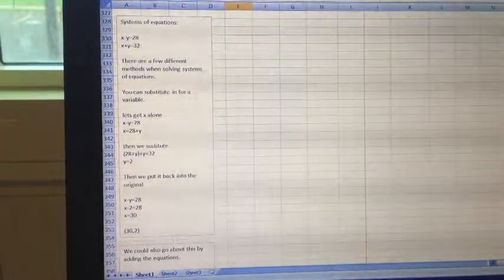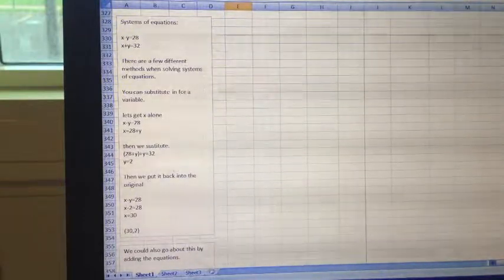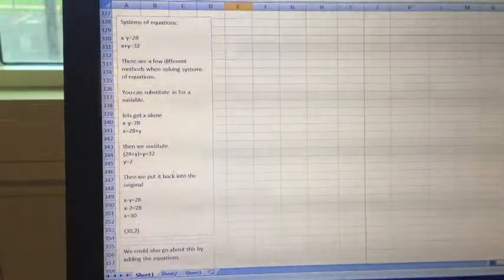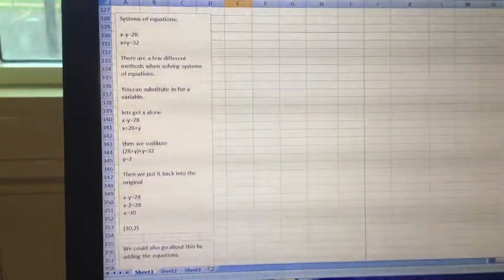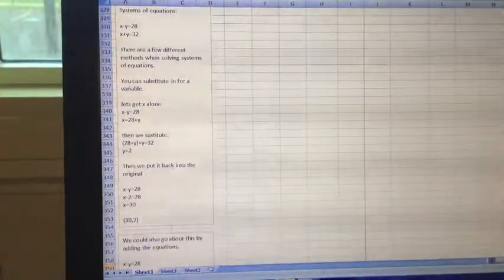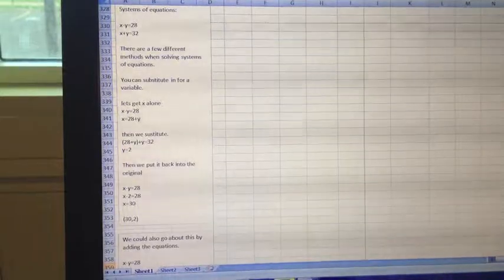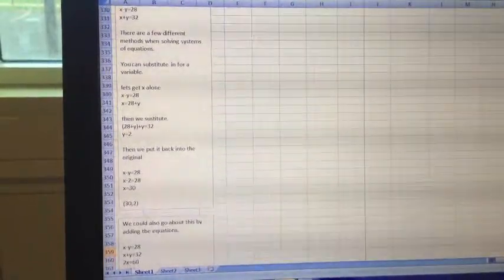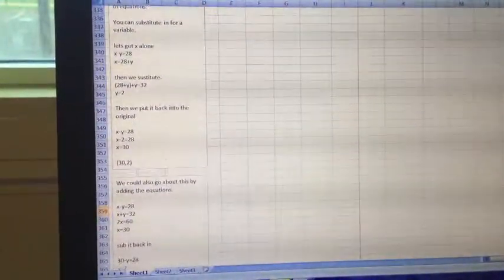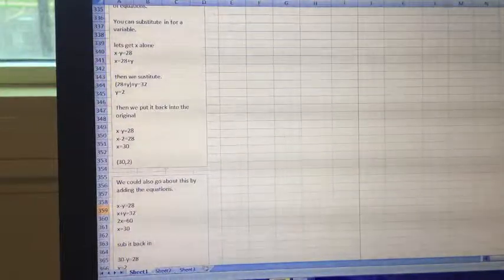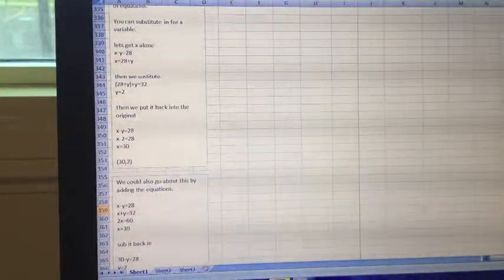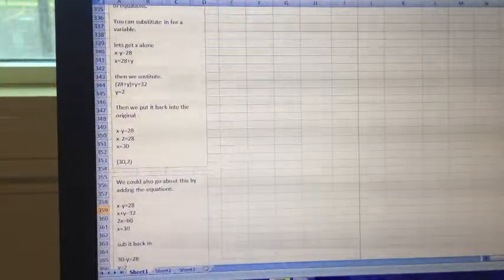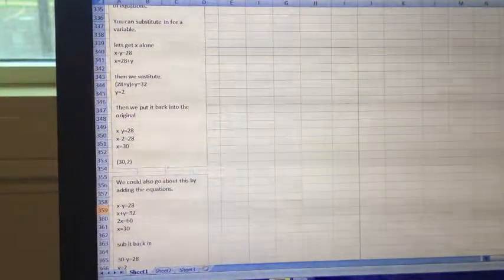So there are a lot of different methods that we could use while we do this. I'm going to go over the first one with you. The first thing that you can do is substitute in for a variable, which means that we can get x alone, and then once we get x alone, we can go back into our equation and put in what x equals as the x value. So let's try it step by step.